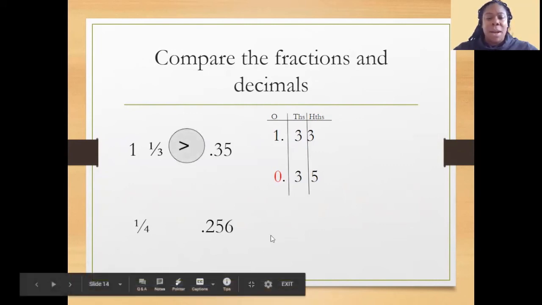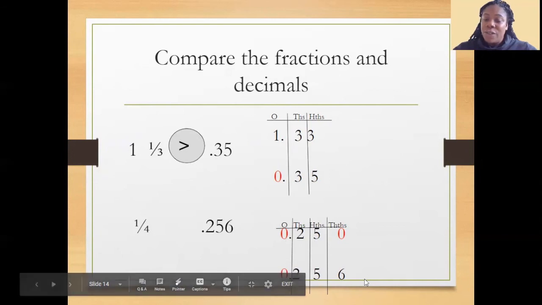All right, the next problem. I don't see a mixed number, but I do see a fraction, 1/4. I know from prior knowledge and from the lessons before today's lesson that 1/4 represents 25 hundredths. And so I place 25 hundredths here, and I also place 256 thousandths under 25 hundredths. I add my 0, and then I do some comparing.